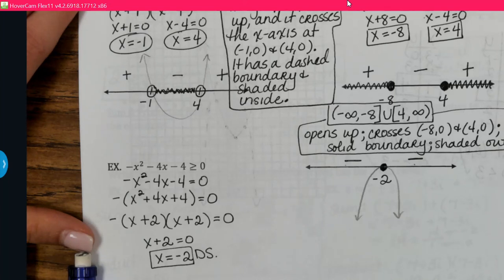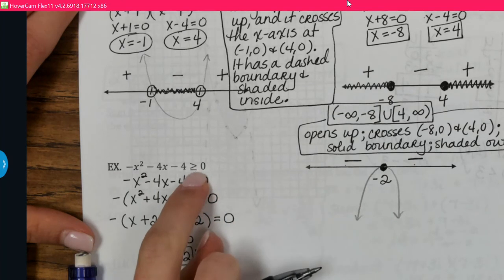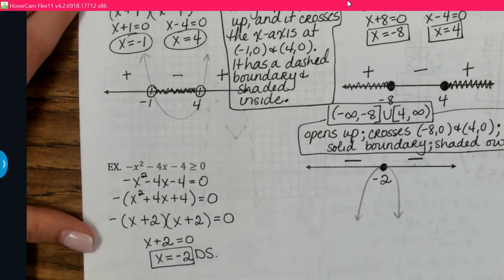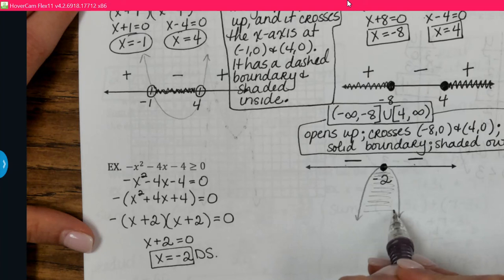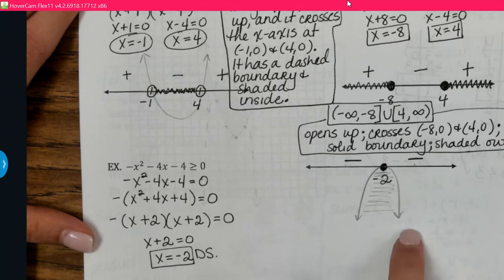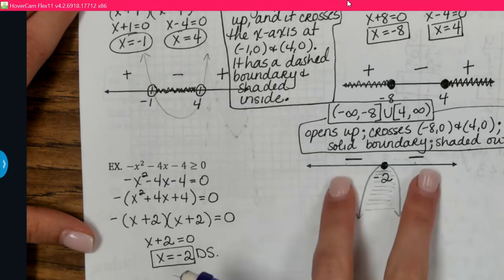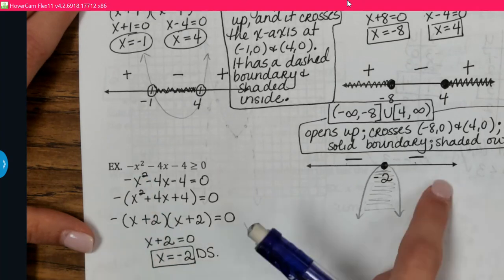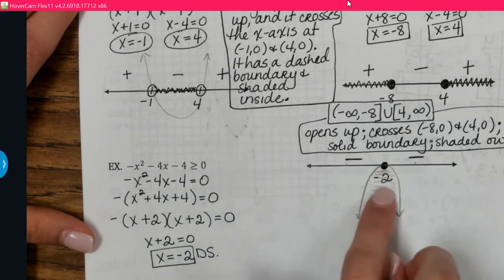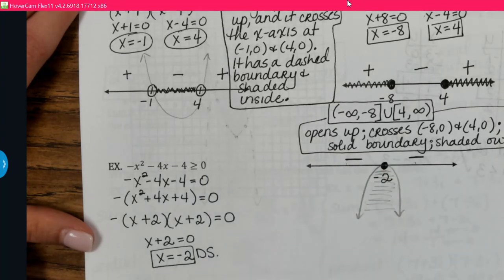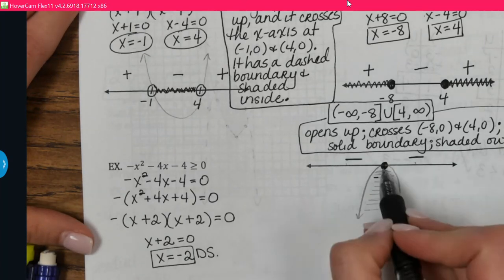Now, my inequality, though, is greater than. Greater than, I shade the positives, right? I have no positives on my number line. So this would technically be the outsides. It's going to be shaded on the inside. Okay? So when you have double solutions, those are going to be the only ones where you really have to think about that. Okay? So I had both of these negative because my leading coefficient is negative, but because my inequality is greater than, I would have to shade the positives, which aren't there. It would be shaded on the inside. Okay? So my interval is only going to be negative 2.